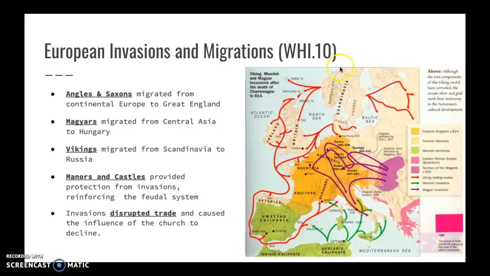The Angles and the Saxons came from Scandinavia into Great Britain. So did the Vikings. They spread also into Russia, and you see the Magyars coming from this area into what is today modern-day Hungary.